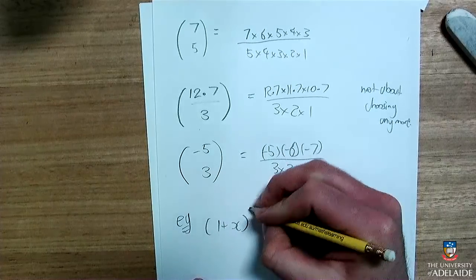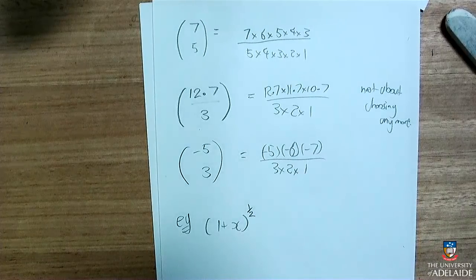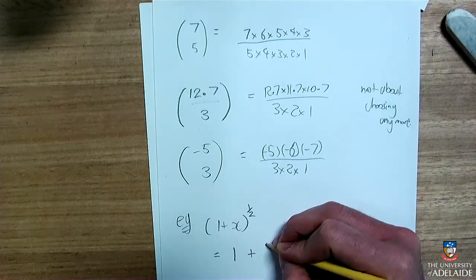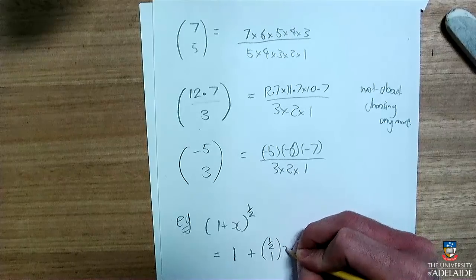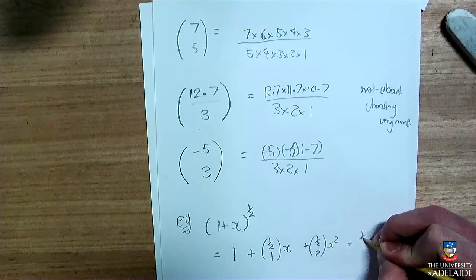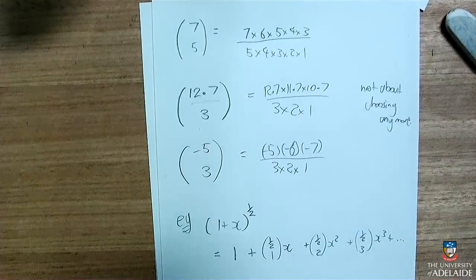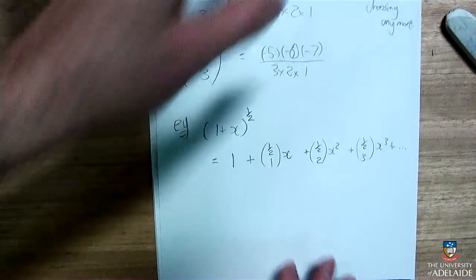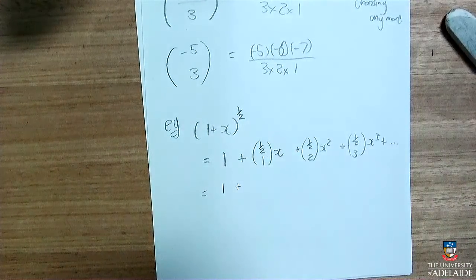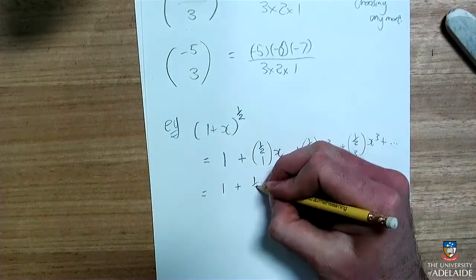1 plus x to the half, according to this, will be 1. The first one's always 1. And we will have a half choose 1 times x plus a half choose 2 times x squared, plus a half choose 3 times x cubed, plus forever. Now, anything choose 1 is always the same number because you just have the number on the top and the number 1 on the bottom. So that'll be a half of x.